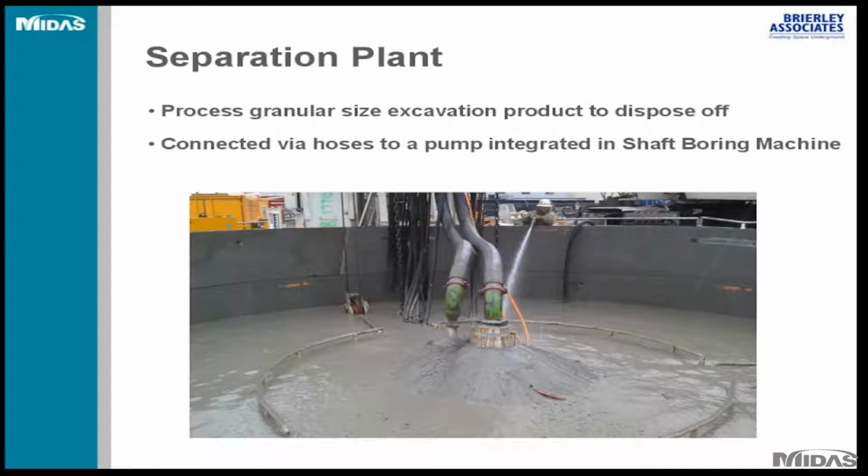Finally, this is a separation plant. This is a photo showing a separation plant in action. Basically, you collect all the granular material, the byproduct of excavation, using a system of hoses that is integrated into the shaft boring machine itself, or the drum, and you can remove this when you are done. You can also see in this photo how the rings are stacked on top of each other. As you excavate, this thing will keep sinking as the machine continues to excavate.